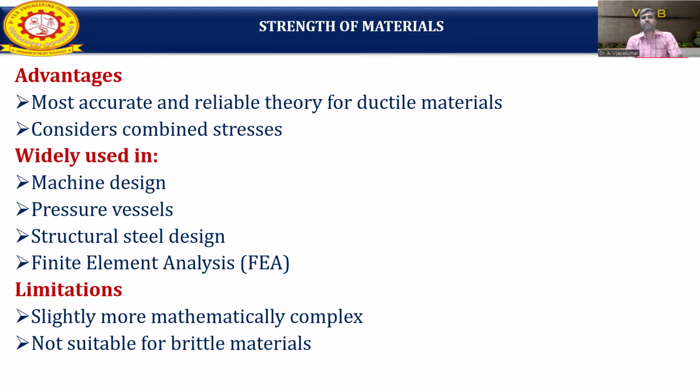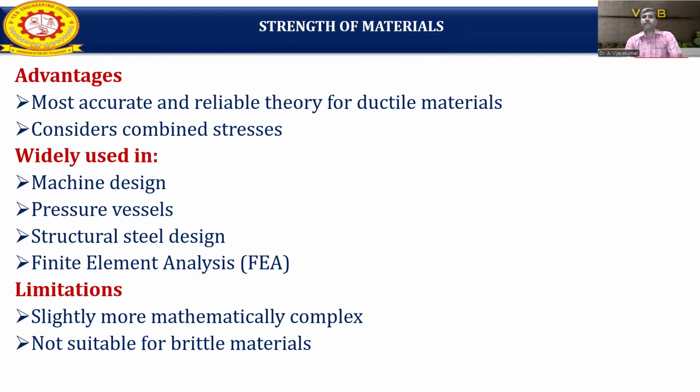What is the advantage of this theory? It's more accurate when compared to all the other theories of failure, and it is a reliable theory only for ductile material. We cannot use this theory for brittle material. We can consider the combined stress. This is the only method we can use for combined stress.